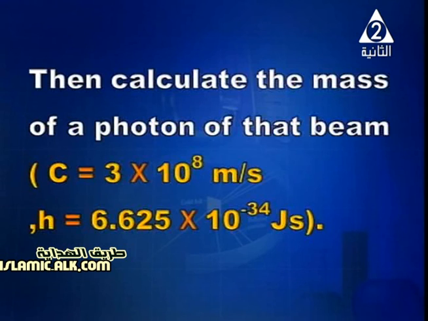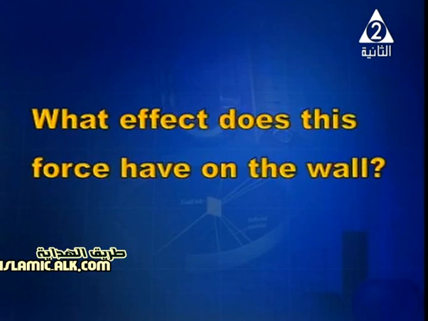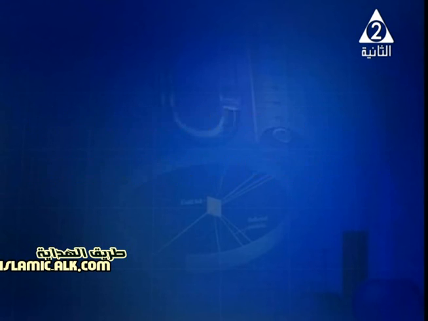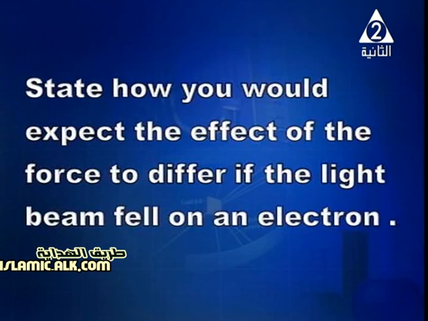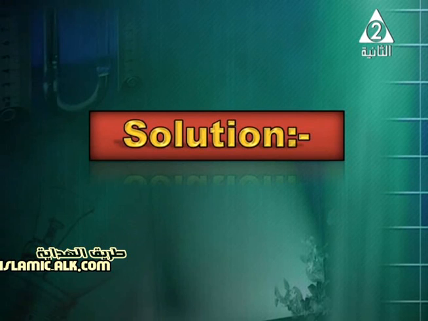Then calculate the mass of a photon of that beam. The speed of light in space is given, 3 times 10 to the power 8. Planck's constant is given, 6.625 times 10 to the power of negative 34 joule second. And what effect does this force have on the wall? State how you would expect the effect of the force to differ if the light beam fell on an electron instead of a wall. Okay, we'll take it one by one.